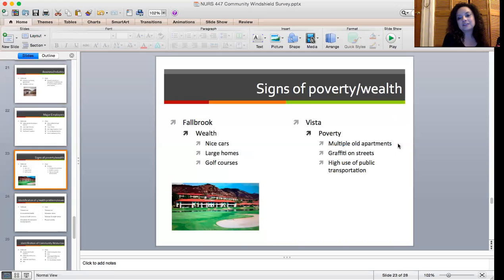And in Vista, I found signs of poverty. There were multiple old apartment complexes, graffiti on the street, and high use of public transportation. So it seemed like not a lot of people had their own car.